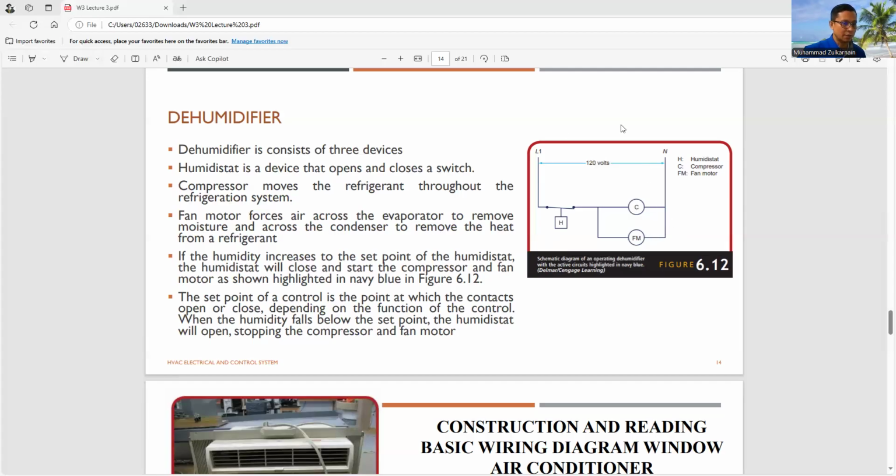So actually, one schematic figure can be simplified by a rephrase of the words in the left side of the figure. So you can simplify by this one. Dehumidifier consists of three devices. Humidistat is the device that opens and closes a switch. A compressor moves refrigerant through the refrigeration system, and so on. So I hope once you understand the diagram, you can simplify the condition system.